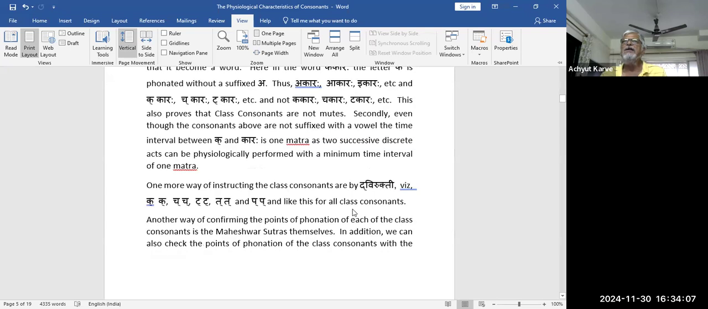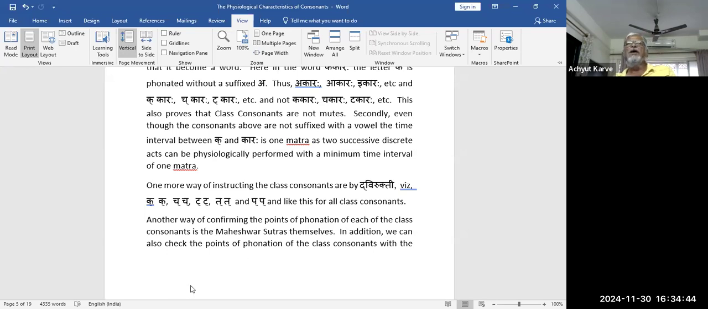One more way of instructing the class consonants is by virukti. That is kaka, khaka, gaga, ghaga. This can also be used to define the place of phonation, and like this for all class consonants. Another way of confirming the points of phonation of each of the class consonants is the Maheshwar Sutras themselves. If you say khapa chatata chatatava, it is defining the points. So this is also another method.